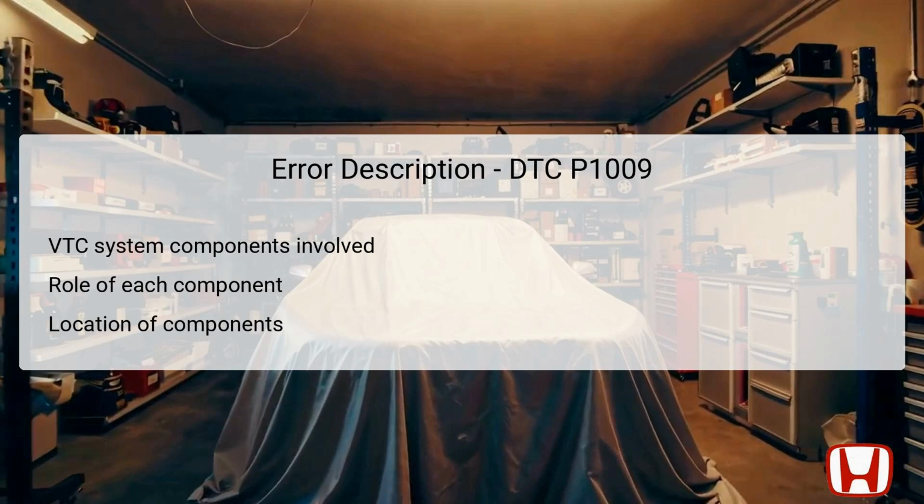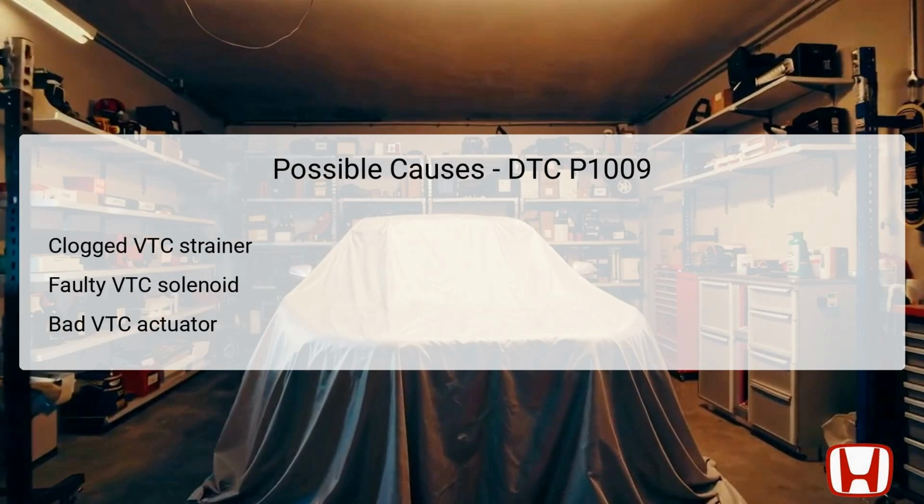These components are commonly housed near the engine's cylinder head and require specific access methods for proper inspection and potential replacement. There are several possible causes for DTC P1009. A clogged VTC strainer can obstruct oil flow, leading to inadequate performance of the VTC mechanism.